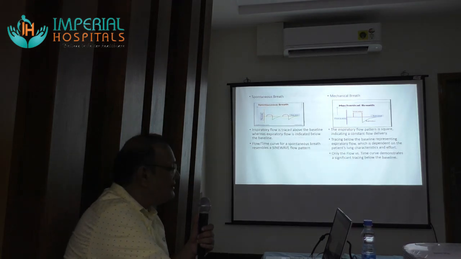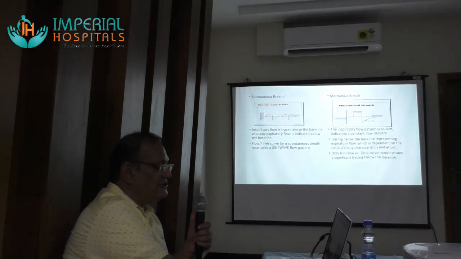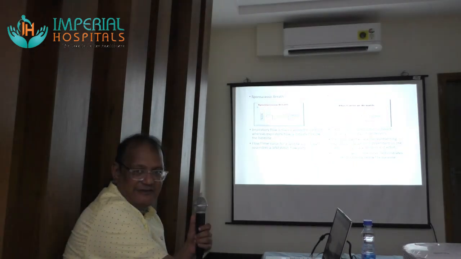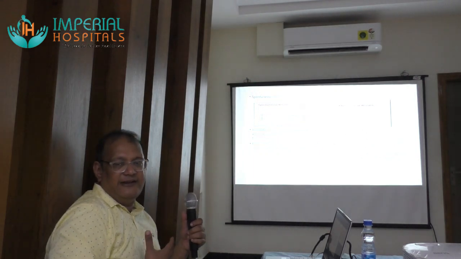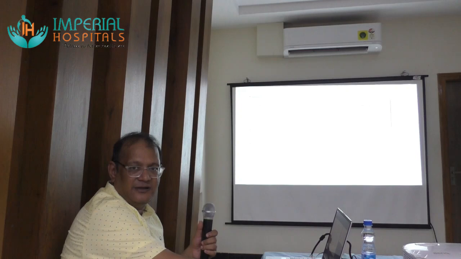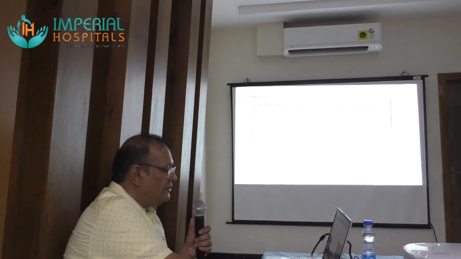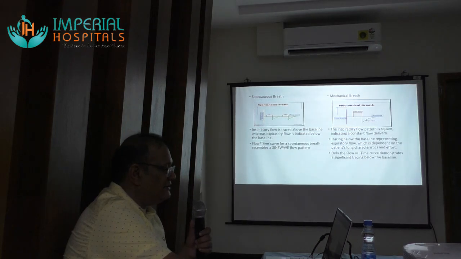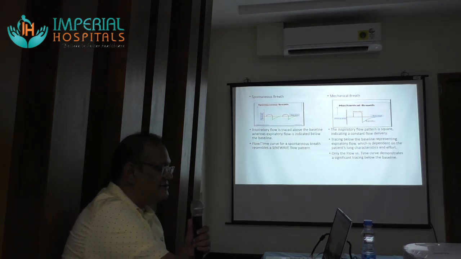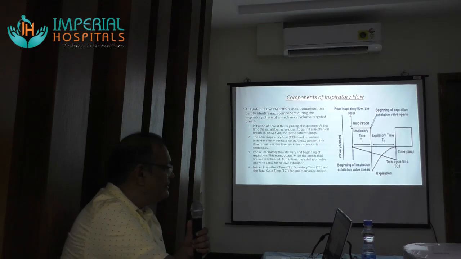Compared to a mechanical breath, the inspiratory pattern will be a square. When the patient is spontaneously breathing, the flow will keep changing as the lungs keep getting filled up. But when the mechanical ventilator is giving the breath, it will give it at the set flow. Again, tracing below, the expiration is dependent on patient lung characteristics. So a square flow pattern is used throughout to identify the inspiratory phase of a mechanical breath.